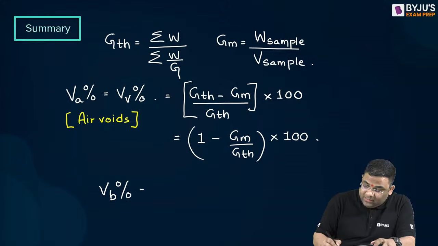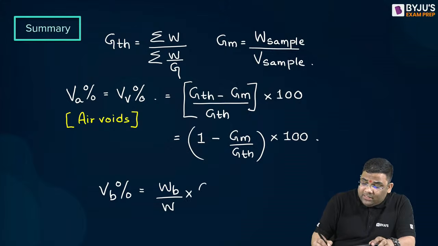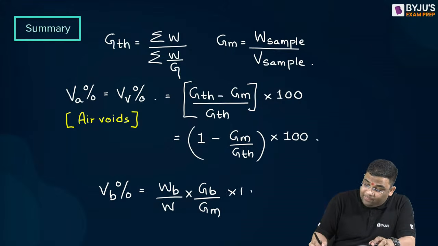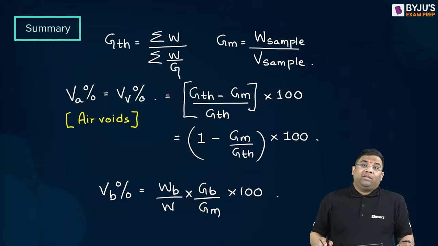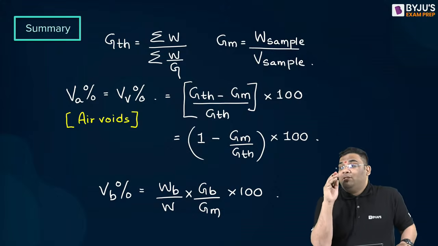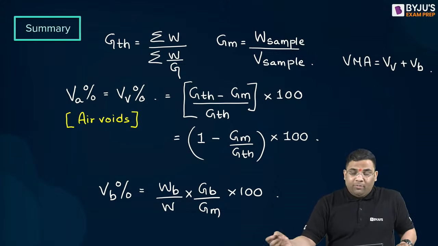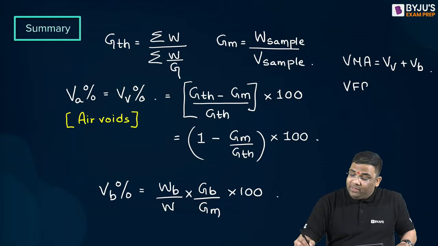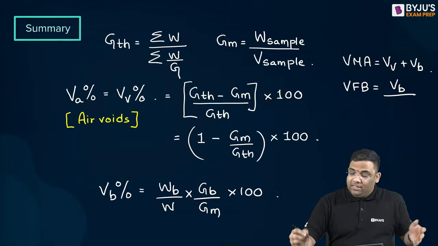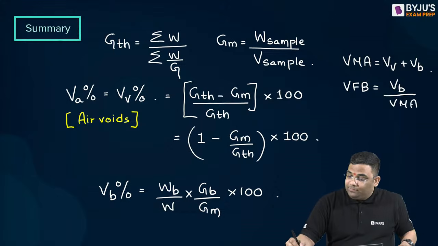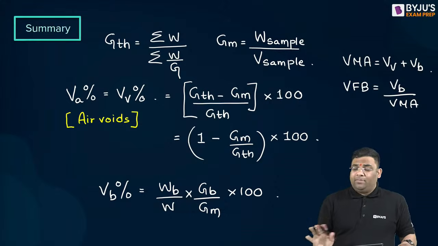Now, next is VB. It is simple: weight of bitumen by total weight, into the specific gravity of the mix by the specific gravity of bitumen, into 100. Once you get these two, there are two other things. VMA is the sum of the air voids and the voids of bitumen. And then there is voids filled with bitumen, which is the percentage bitumen divided by the total voids, into 100 to get it in percentage.